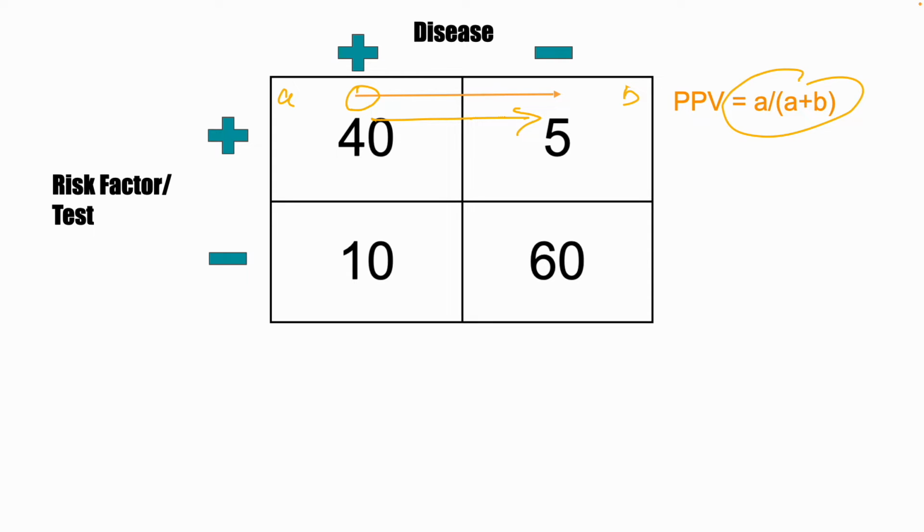So just to work these equations out, we have 40 over 40 plus 5, sorry. And that equals 40 over 45. And that comes out to a positive predictive value of 88.9%.